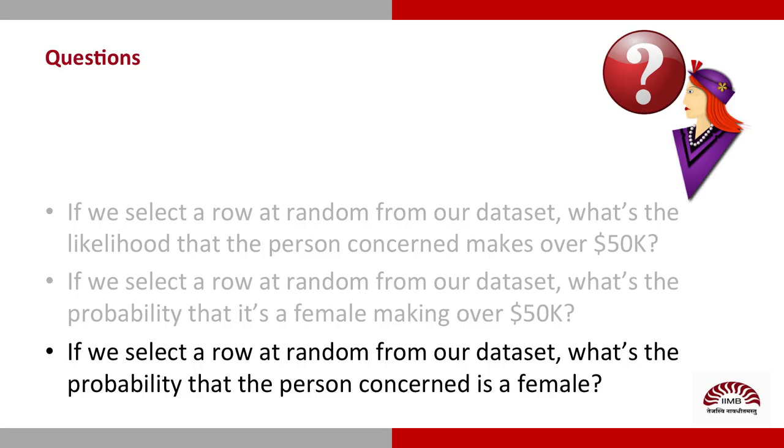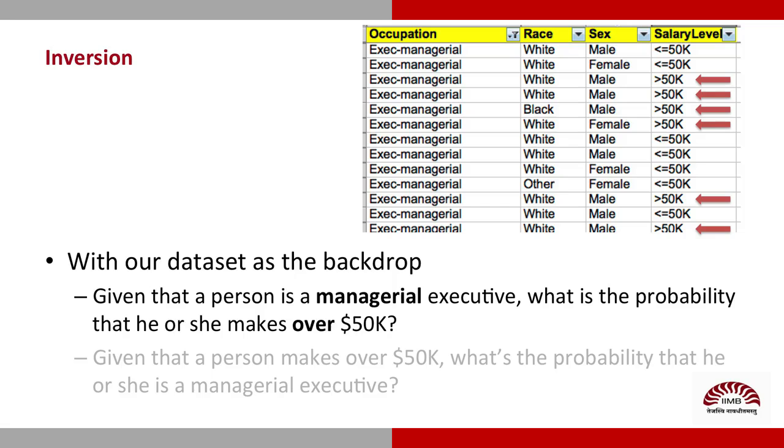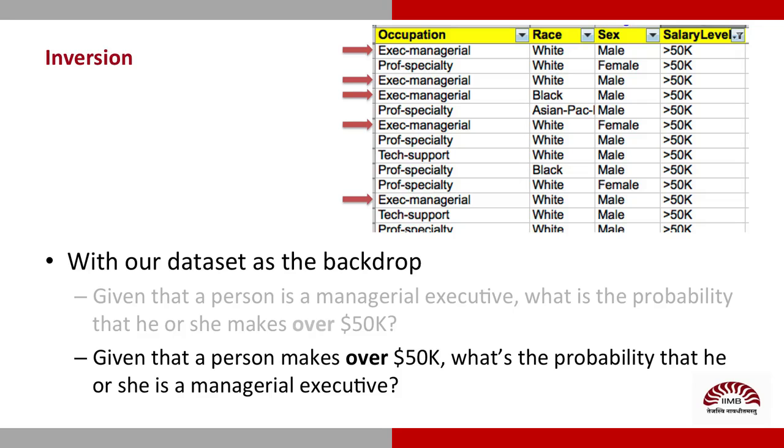Third, if we select a row at random from our data set, what's the probability that the person concerned is female? For this, we'll use the same pivot table and point out marginal probabilities. Now let's move into the realm of an MBA. Given that a person is a managerial executive, what's the probability that he or she makes over 50K? I'm going to flip this a little. Given that a person makes over 50K, what's the probability that he or she is a managerial executive?